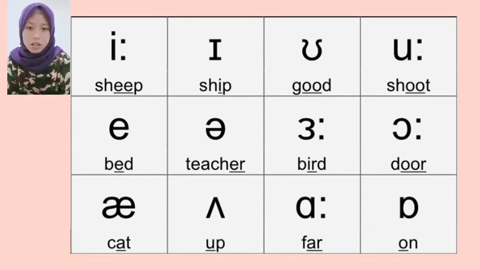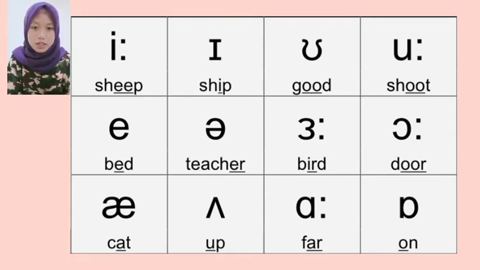Okay, now let's talk about the first vowel. It is short vowel. Short vowel tend to be short. There are 7 sounds in short vowels.